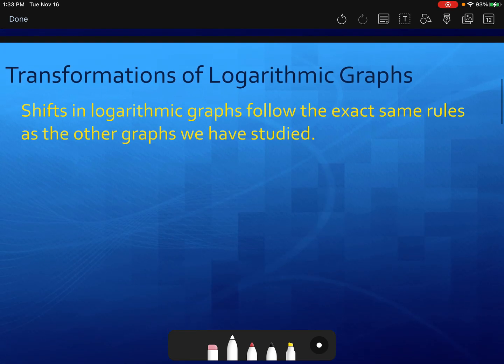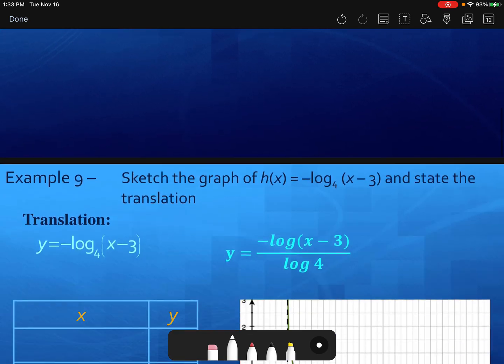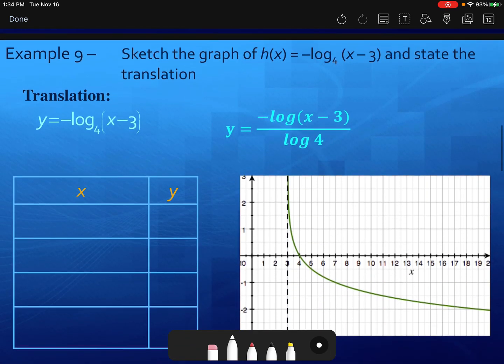Okay, so shifts in logarithmic graphs follow the exact same rules as the other graphs that we have studied this year. So if we look at the first one here, sketch the graph of y equals negative log base 4 of x minus 3 and state the translation. Well, if you remember, we can't graph this on our calculator because it has a base of 4. But we can use the change of base formula, that's what we did in our lesson last time. We take negative log of (x minus 3) all over the log of 4.